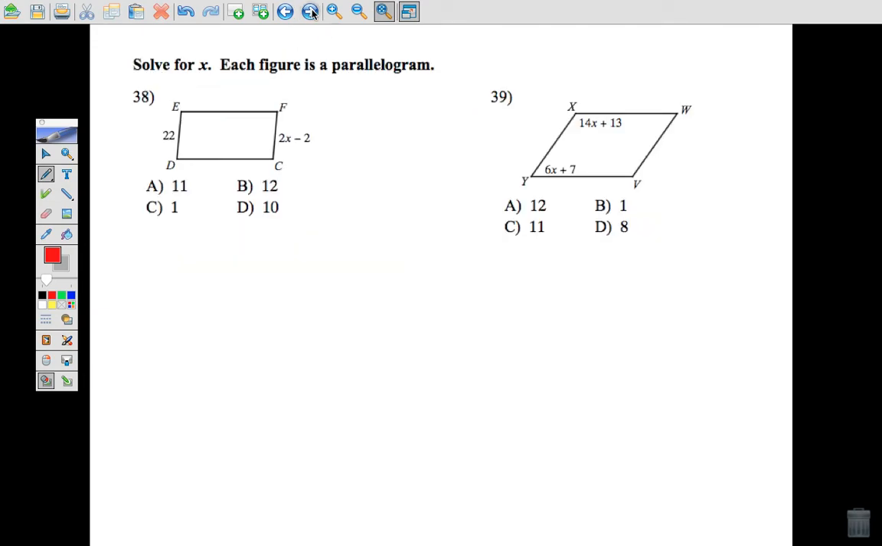Okay, these are parallelograms, so you can use your flip book on the exam, so that should be easy. Opposite sides are congruent, so you just set them equal and solve it. Opposite angles are congruent, but the same side interior angles are supplementary. So on this one, you'd add these together and set it equal to 180.